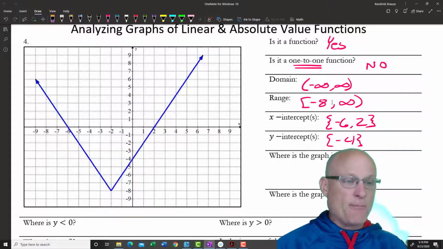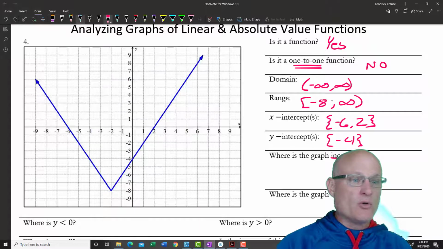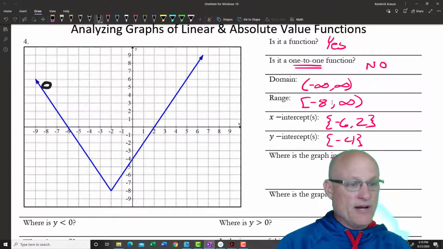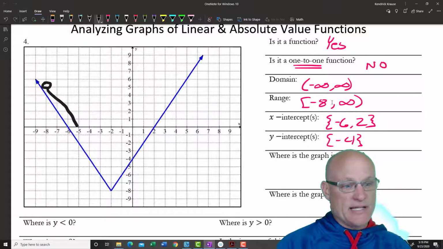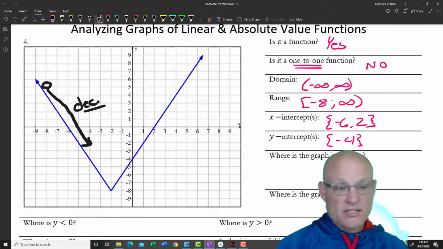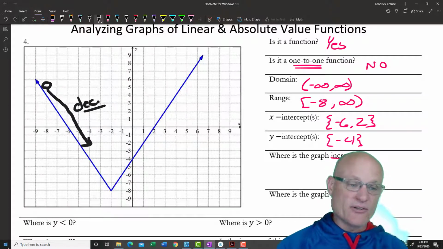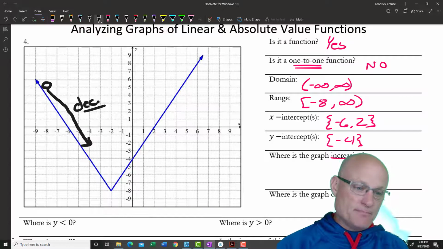So pretend like you're a ball rolling. If I'm a ball rolling and I'm going down here, I'm going down, so that's decreasing. You're coming down, so it's decreasing. If I'm going up, this is going to be increasing.